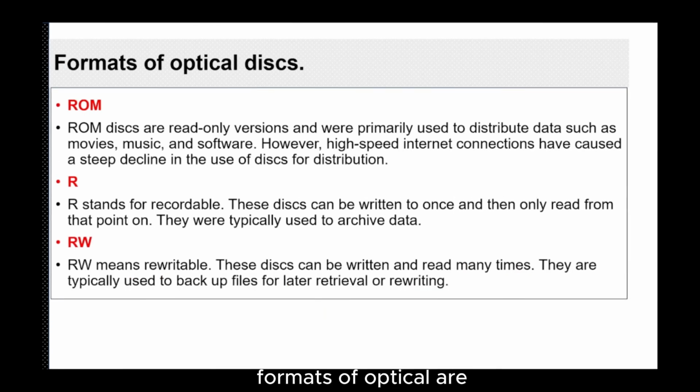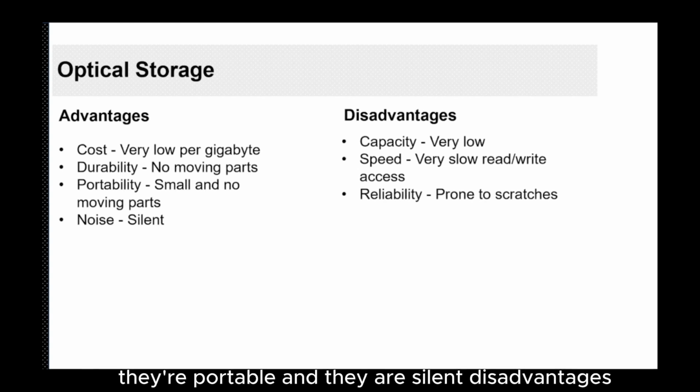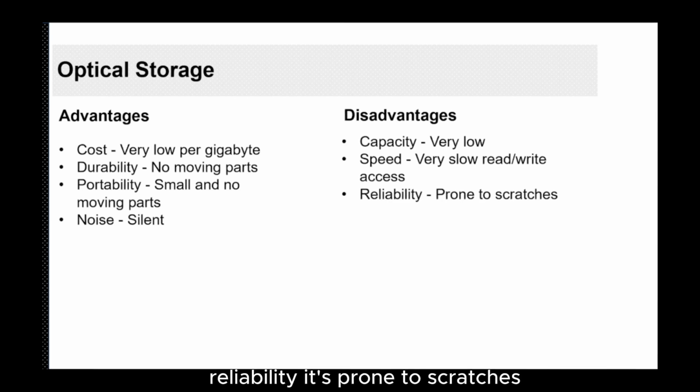Formats of optical are ROM, R for recordable, RW for rewritable, and you can read what it says on the slide. What are the advantages of optical? Their cost is very low, they are durable, have no moving parts, are portable, and are silent. Disadvantages are that capacity is very low, speed is very slow, and reliability is poor, as it is prone to scratches.